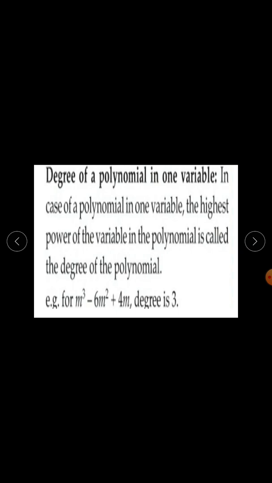See this example, m cube minus 6m square plus 4m. In this polynomial, there is only one variable and that variable is m. The highest power of the variable: here, power of this variable is 3, here it is 2, and here it is 1. So, the highest power of the variable is 3.